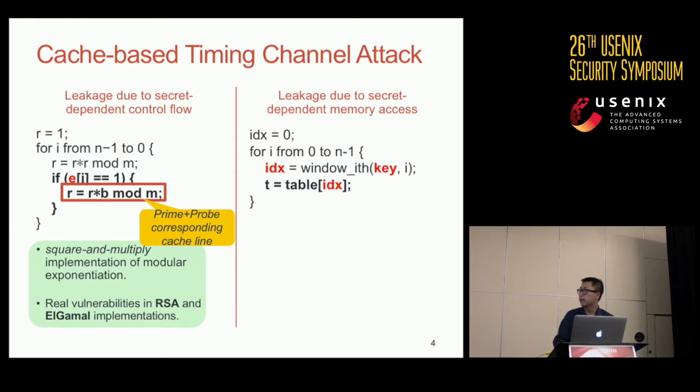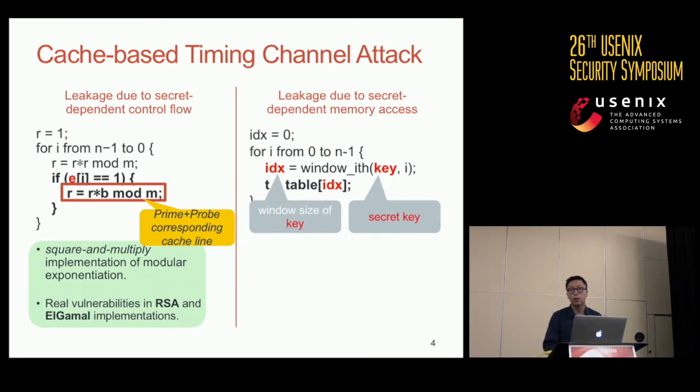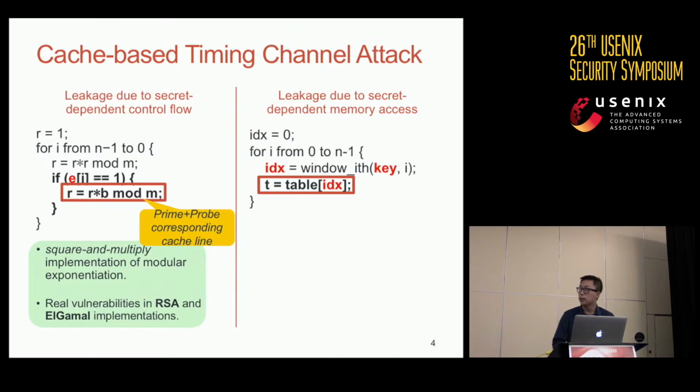So the second case is called secret dependent memory access. Even though there's no explicit dependency of the program control flow on the secret, there are still some critical issues here. Like shown in this example, for each loop iteration, a window of the secret key will be extracted into a variable, the IDX. Later, the IDX will be used to query a table in the statement in the red box I highlighted.